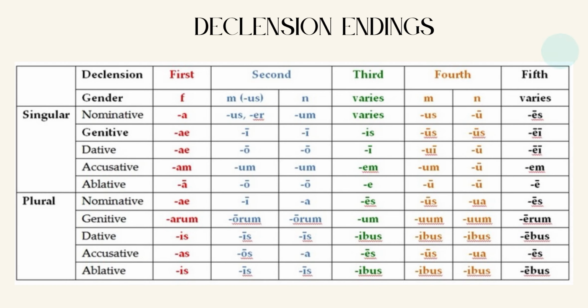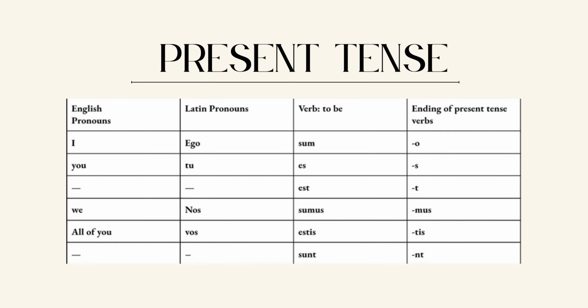So declensions are basically just what category a noun fits into that you have to memorize, and then it helps you decipher which case the noun belongs to in the sentence. So as you can see, there's singular and plural for each case, and it's important that you memorize these to understand Latin. So now let's talk about the present tense verb.